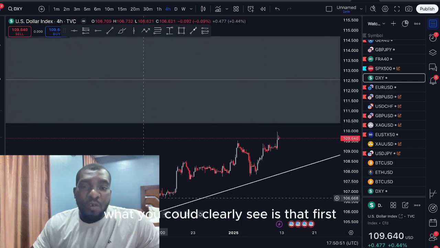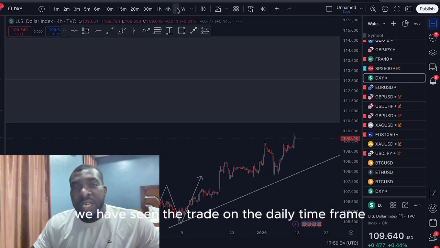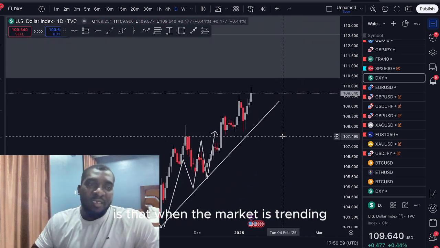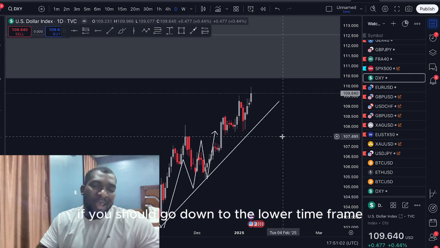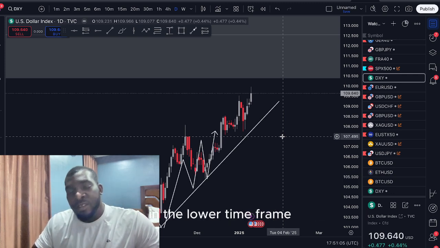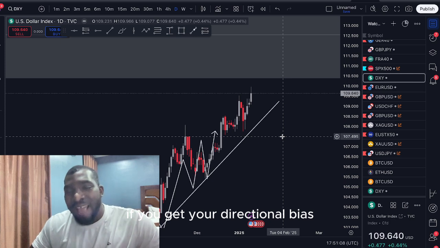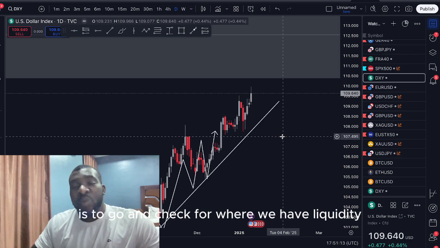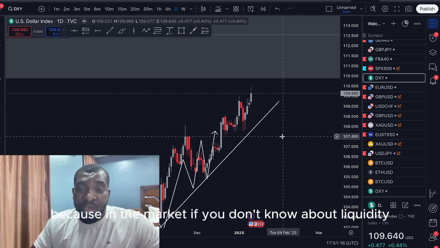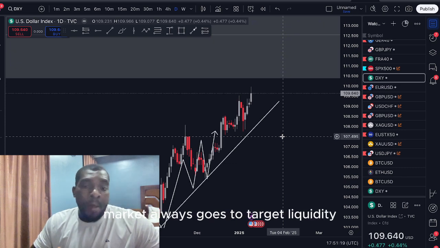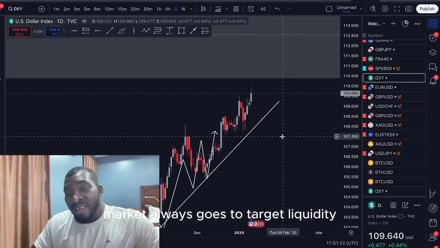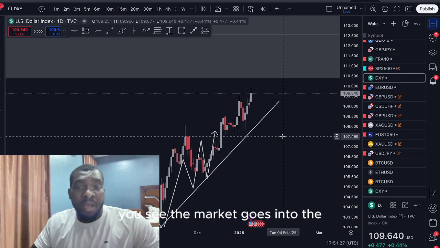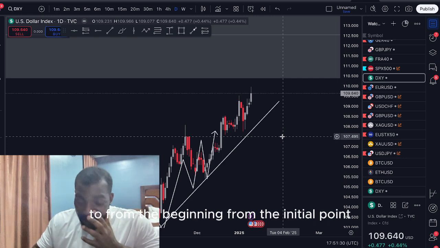Now on this market, what you can clearly see is that first we have seen the trend on the daily time frame. What I want you to know about trend is that when a market is trending, if you go down to the lower time frame, you're going to see more noise. If you get your directional bias in the higher time frame, the next thing you have to do in the lower time frame is check for where we have liquidity, because if you don't know about liquidity, that means you're still a newbie. The market always goes to target liquidity. Liquidity is always the target, and once liquidity has been taken out, the market goes into the intended direction it wanted to go from the beginning, from the initial point.